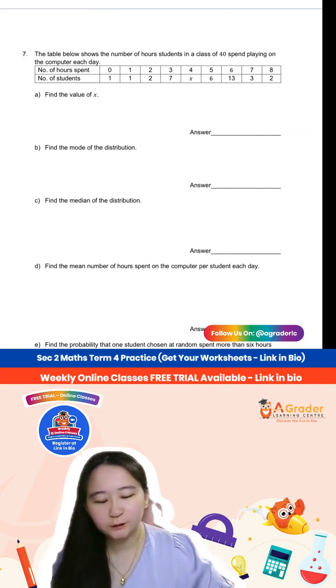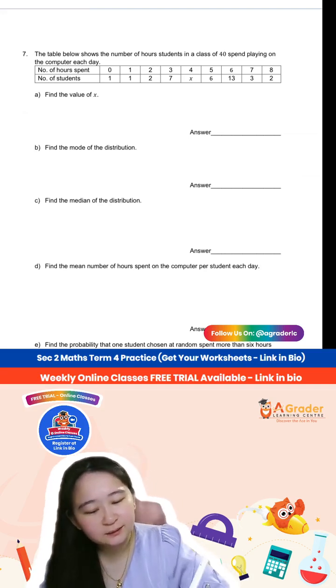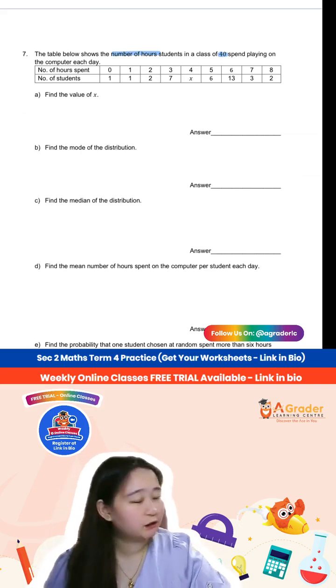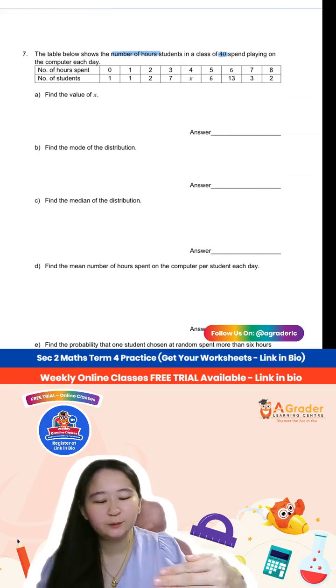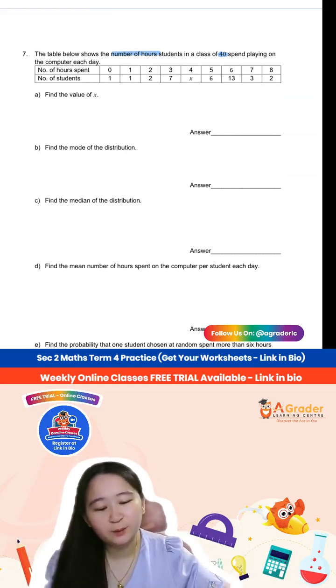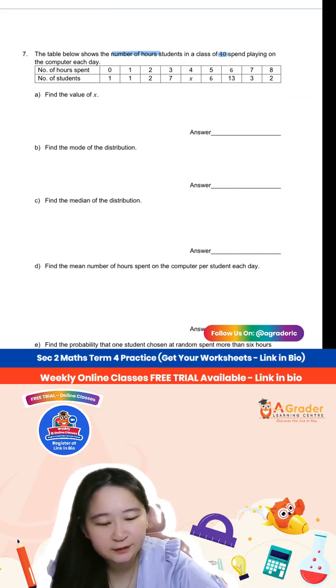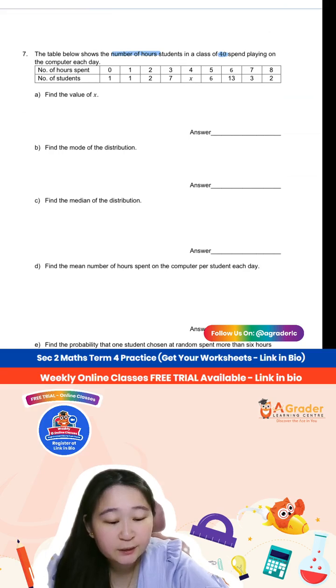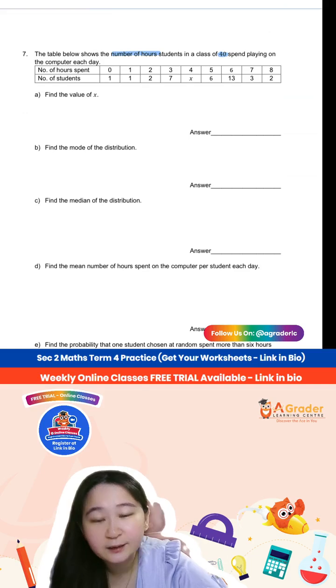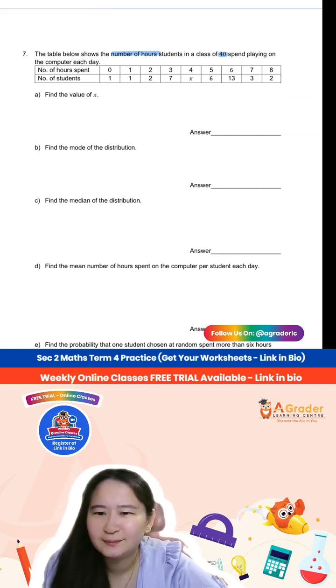Okay, the table below shows the number of hours students in a class of 40 spend playing on computer each day. So one student spends 0 hours a day. One student spends 1 hour a day. Two students spend 2 hours a day. Seven students spend 3 hours a day. X students spend 4 hours a day. Six students spend 5 hours a day. 13 students spend 6 hours a day. Three students spend 7 hours a day. And two students spend 8 hours a day.